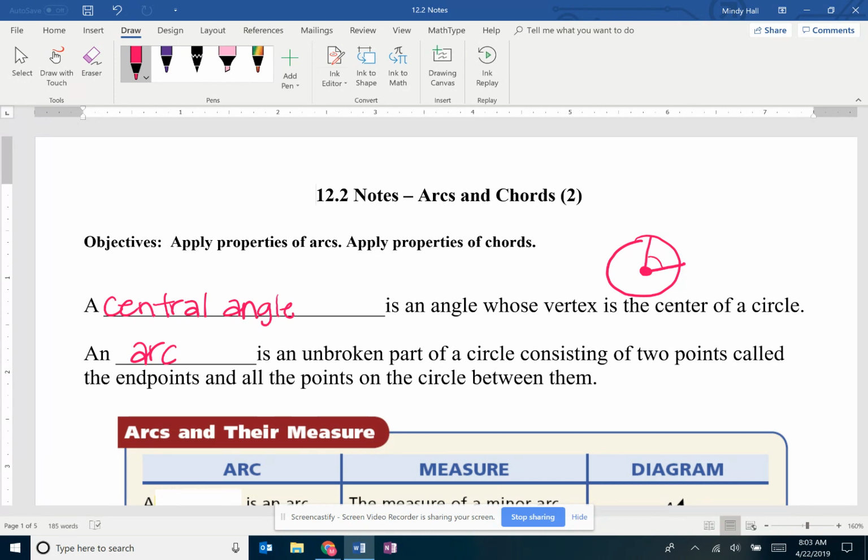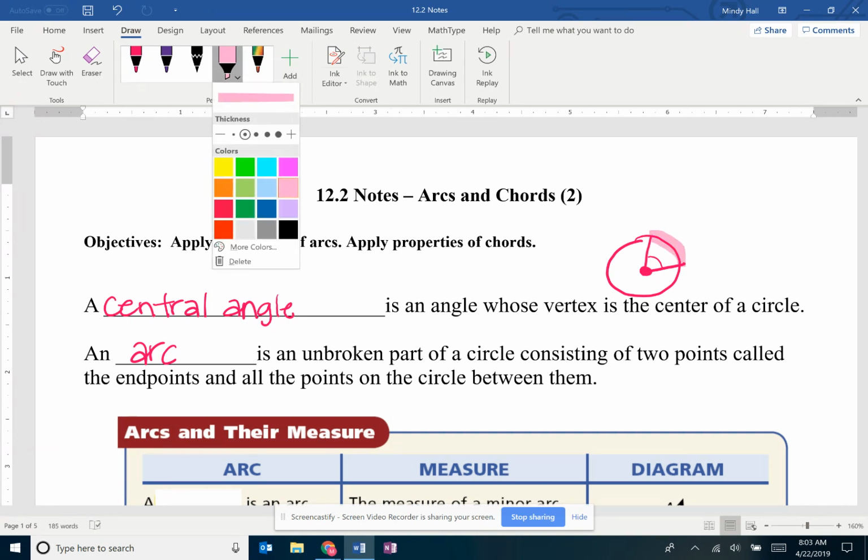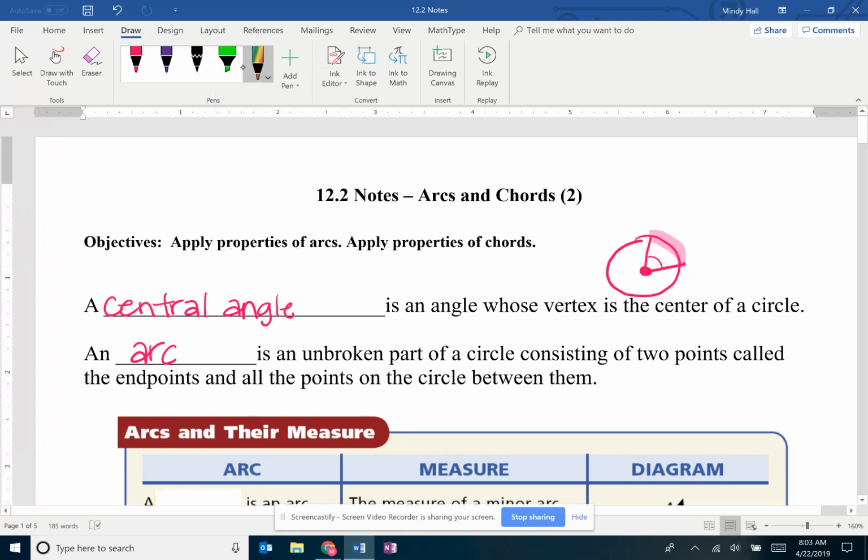An arc is an unbroken part of a circle consisting of 2 points called the endpoints and all of the points on the circle between them. So with this angle, you could have this arc right here, or you could also have this arc. Or you can have this arc around, and there are two types. So, two types. The first one is a minor arc, which is the pink.